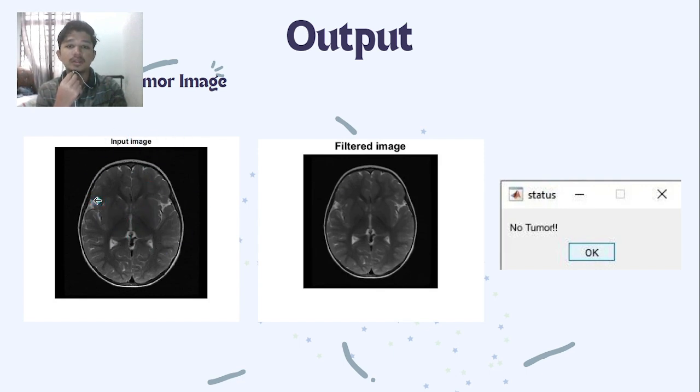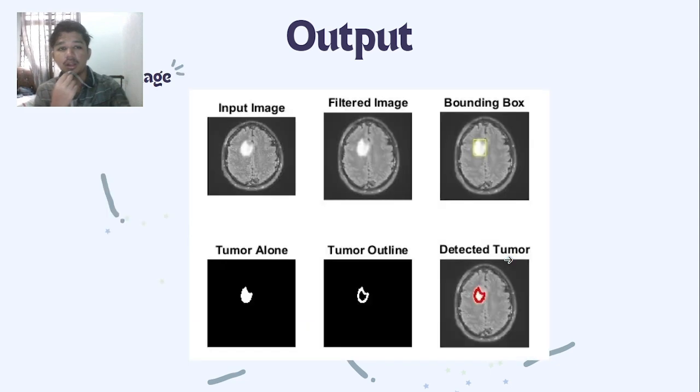Right, next for the output of the project, first we input the sample image into the system, and the system will filter the image to enhance it. If there is any tumor in the brain, it will detect it. If there is no tumor in the brain, the system will conclude that there is no tumor in the brain. Right, next for the output for the tumor image. First, we input the sample image into the system.